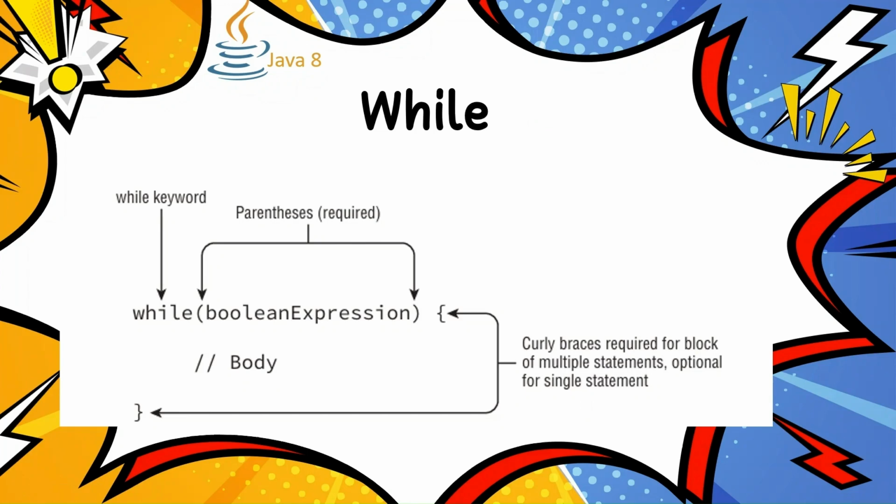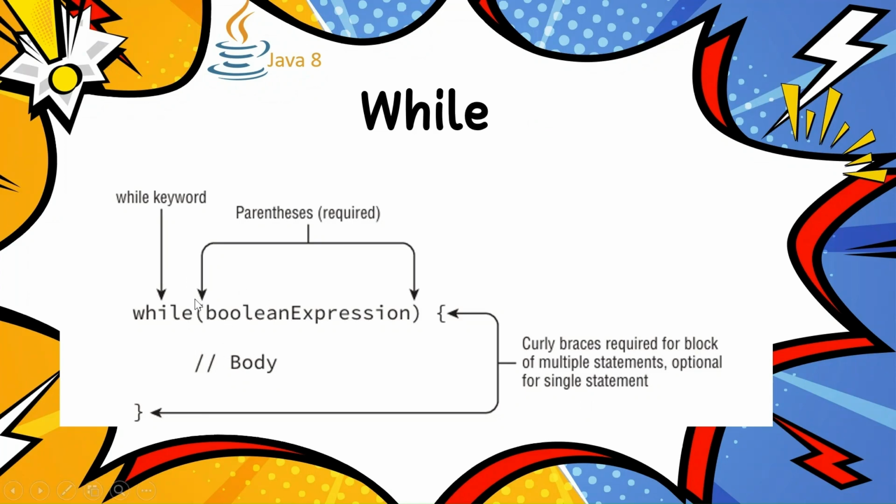In programming, there are different types of loops such as while loops, do while loops, and for loops. This video will particularly focus on using the while loop. A while loop allows us to repeatedly perform an action as long as a certain condition is true.